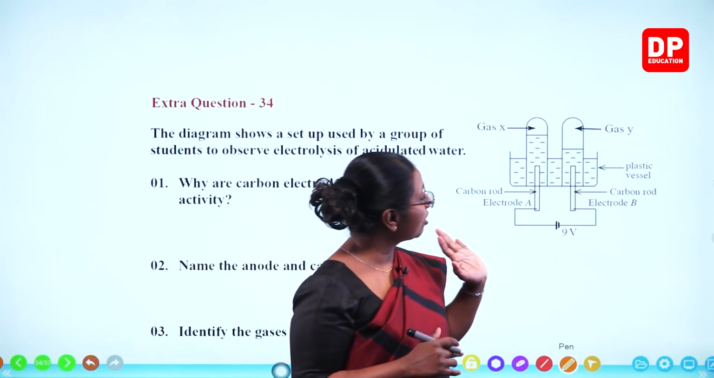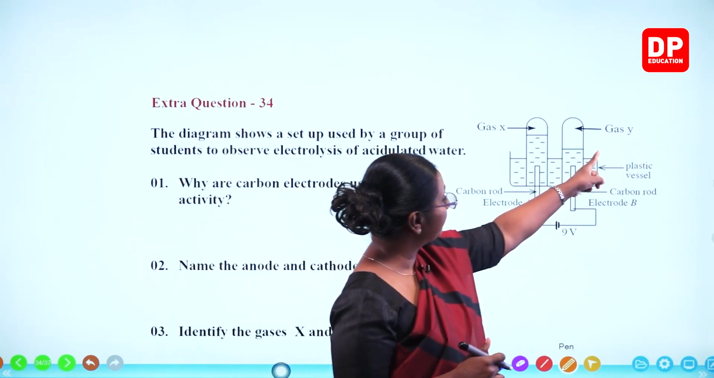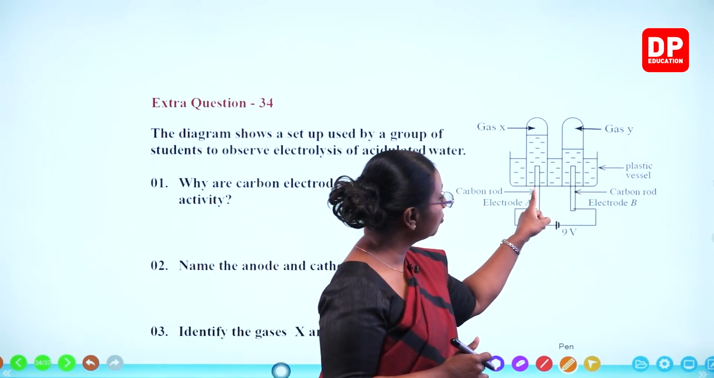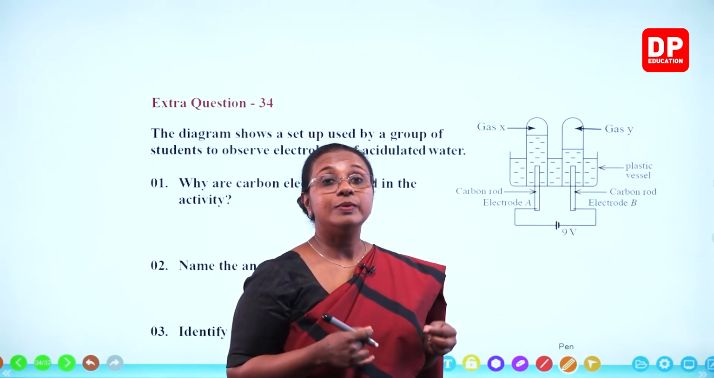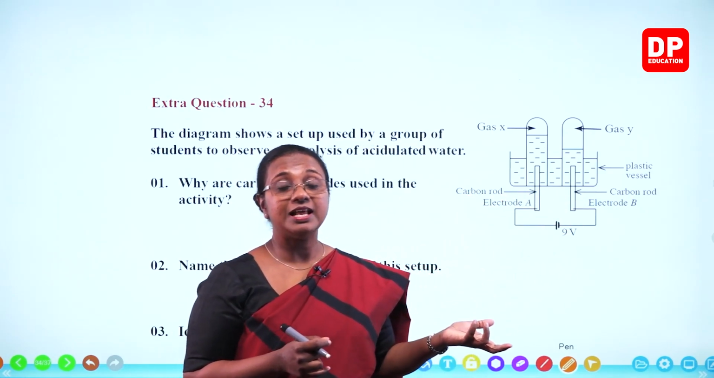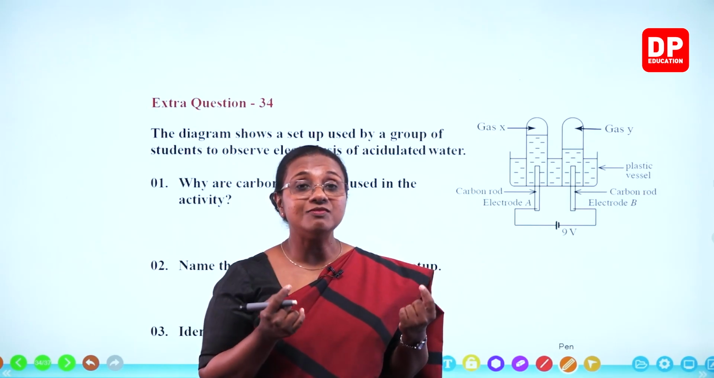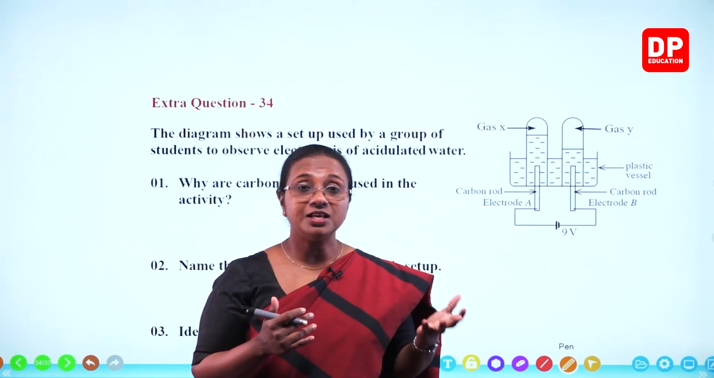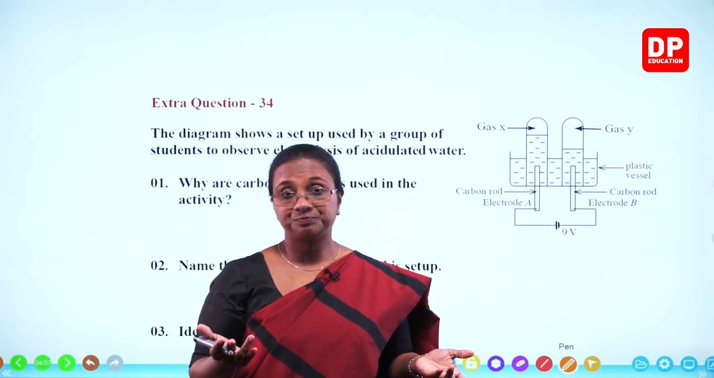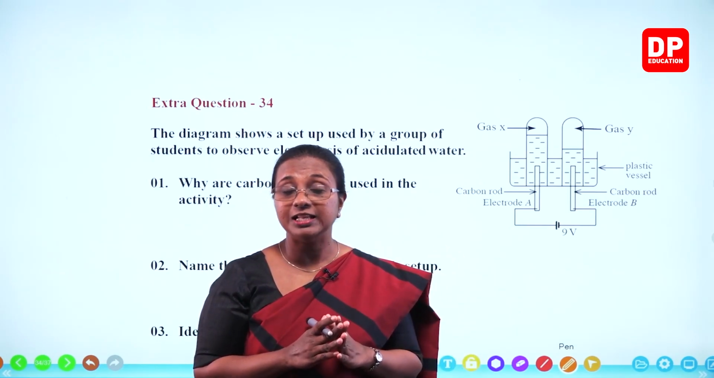But here, instead of doing that, you can see we have a plastic cup or a plastic vessel. We make two holes in the plastic vessel. We insert the carbon or graphite electrodes into that, and then we seal the holes, either using silica or wax or even PVC, so that water will not leak from it.